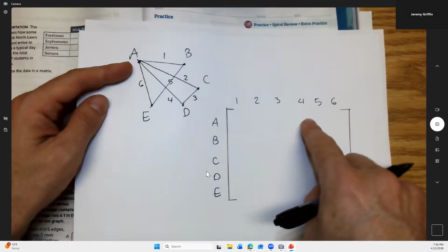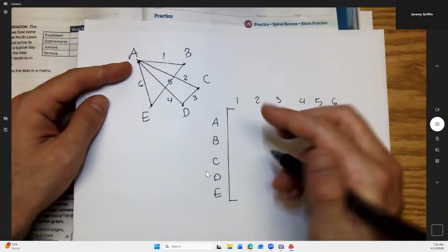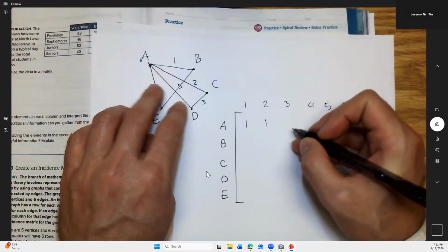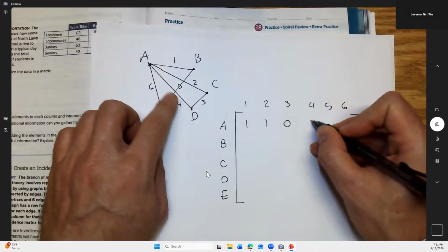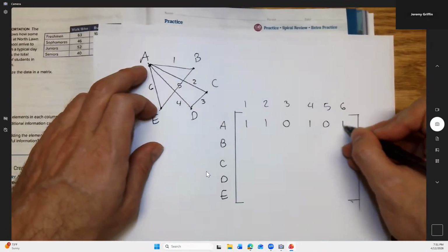So what I can do is at the intersection of A and those particular edges, I can put a 1, so it would be binary. So it's connected to 1 right here. So yes, 2, yes. 3, no, 3's over here. It's not touching us. So, 4, yes. 5 is over here, it's separate from A, so no. And 6, yes, looks like that.